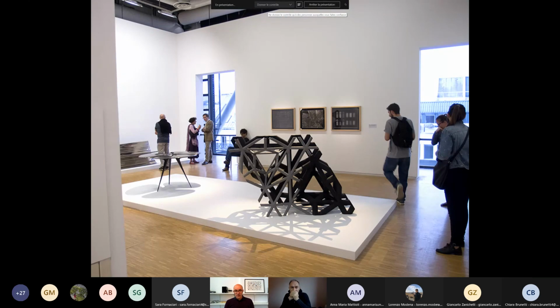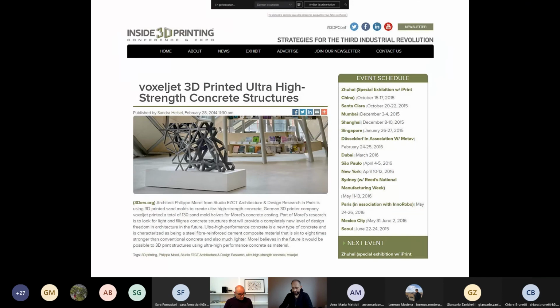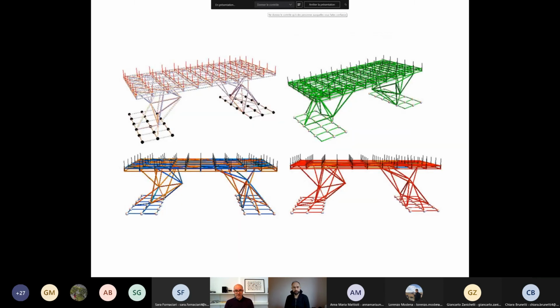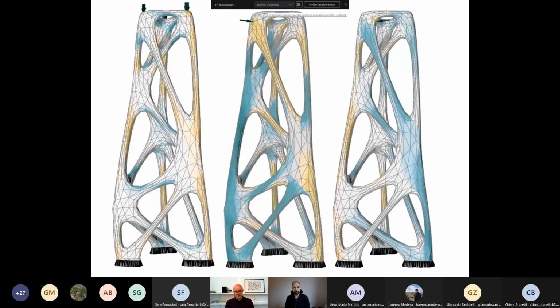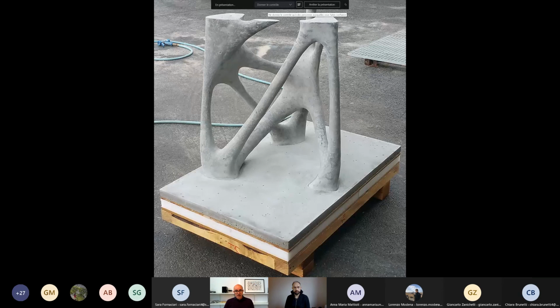But again, the issue here was about scaling it up. It's a small prototype. How can we make it full scale? I said maybe the only way to make it full scale is that rather than 3D printing in sand, maybe we should 3D print in concrete. Here are the mathematical experiments also behind that, etc.